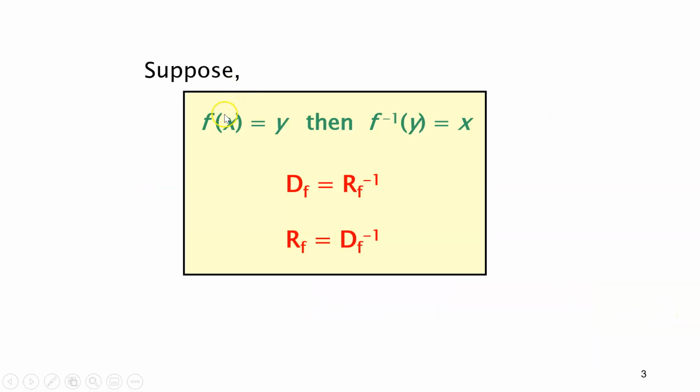Okay, suppose we have f(x) equal to y. Then for f inverse, f inverse of y equal to x. This is how we write down the inverse. This is the original function and this is the inverse. For the domain of original function f, the domain of the function equals the range of the inverse function. And the range of the original function is equal to the domain of the inverse function. It is actually terbalik, inverse, right?